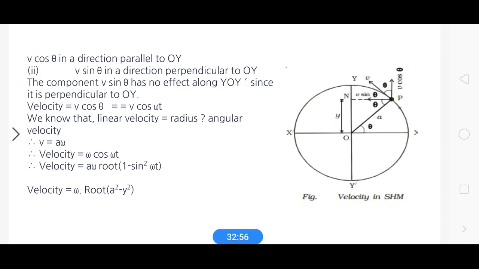So it is omega under root of a square minus y square. If we use the equation y is equal to a sin omega t in the above equation, that is v is equal to a omega under root of 1 minus sin square omega t. Finally we got that v is equal to omega under root of a square minus y square, which is the velocity of the particle executing SHM.